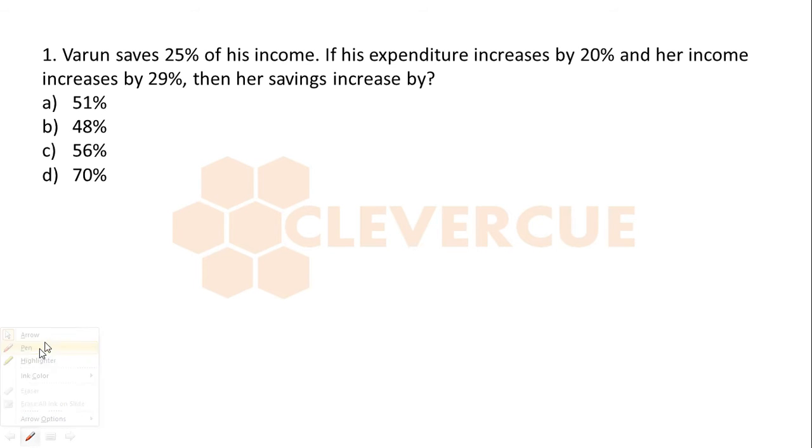Here is our first question. Varun saves 25% of his income. If his expenditure increases by 20% and his income increases by 29%, then his savings increases by how much?